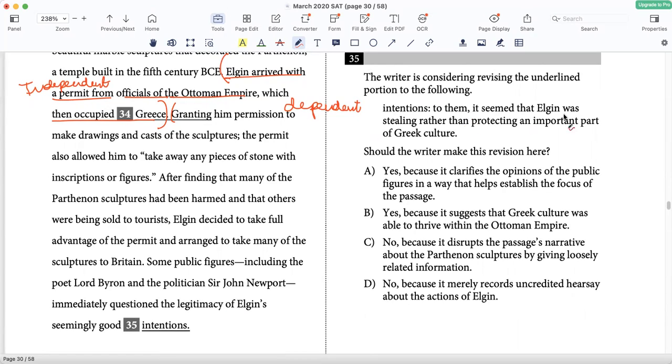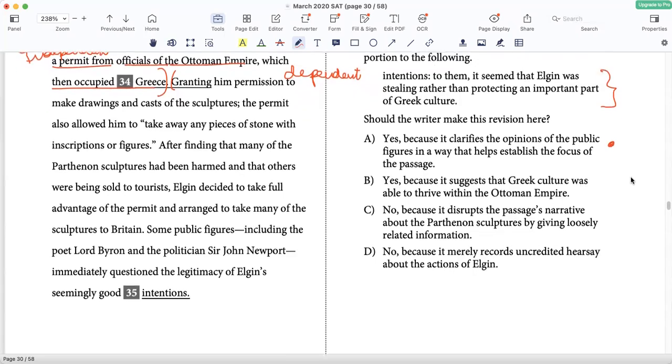So it makes sense to add this because it gives an explanation for why they question the legitimacy of Elgin's actions. Yes, because it clarifies the opinions of the public figures in a way that helps establish the focus of the passage. Yes, because it suggests that Greek culture was able to thrive within the Ottoman Empire. So let's come back to this question, but I think it should be A because it seems that the focus of the passage would be about why or how the legitimacy of what Elgin did was questioned.